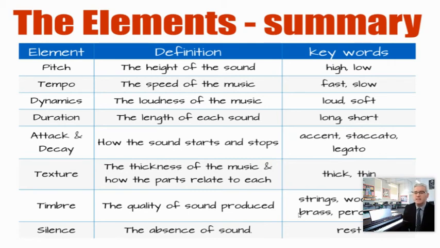We've got attack and decay, how the sound starts and stops. Is it accented? Is it staccato? Is it legato? Is it smooth? We have texture. Really, that's how many instruments or how many things are going on at any one time. Is it thin? Is it thick? We have the unique sound of the instruments, which we call timbre. Are they strings, woodwind, brass, or percussion? Is it a male singer? Is it a female singer?